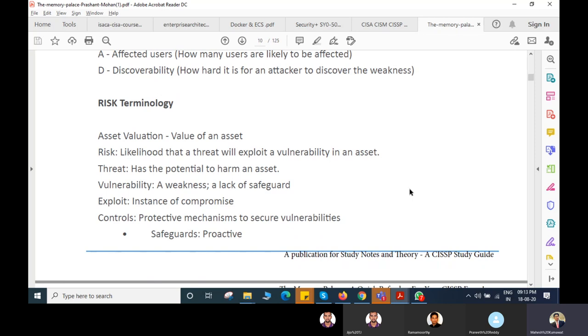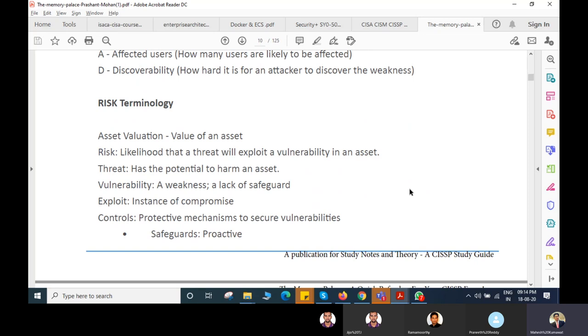We have some risk terminology. Asset valuation is the value of an asset. Risk is the likelihood that a threat will exploit a vulnerability in the asset. A threat is a potential for harm to an asset. So for risk valuation, we consider the value of the assets. Suppose you procured an online UPS one year back. What is the cost of this online UPS right now? So asset valuation, you need to perform it.